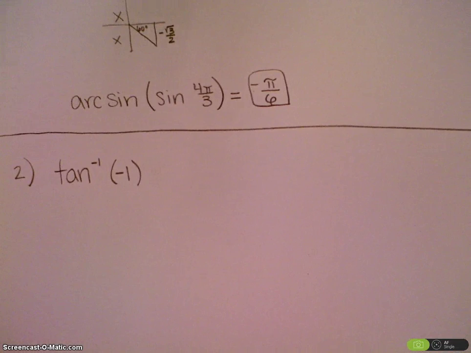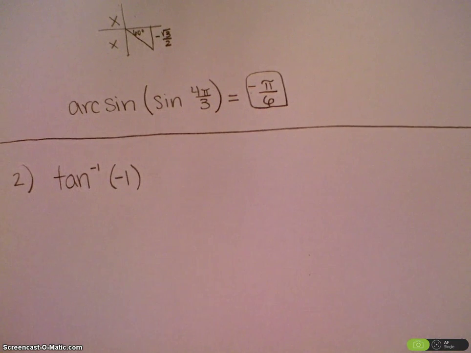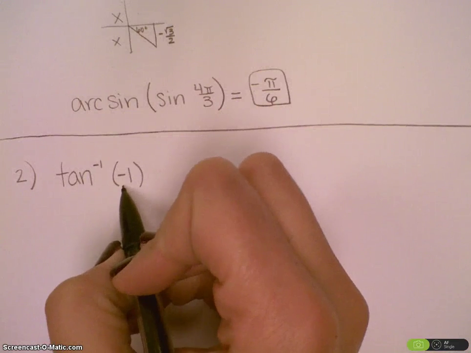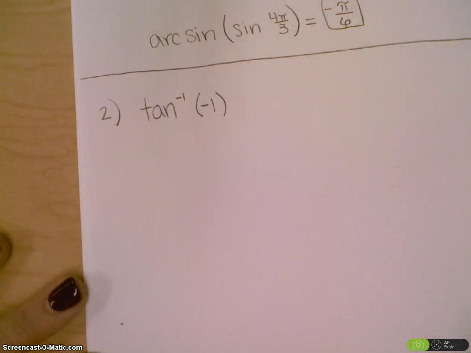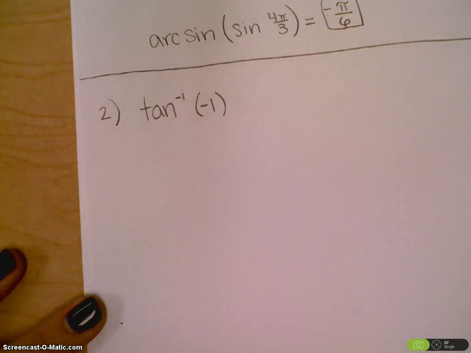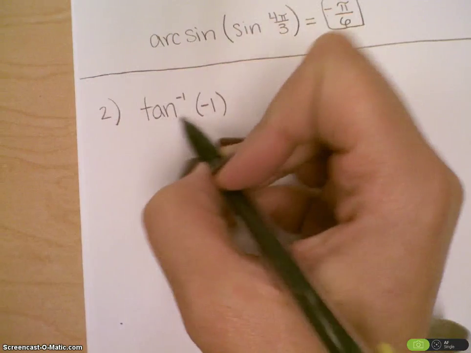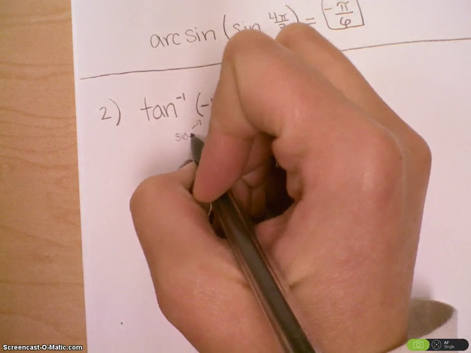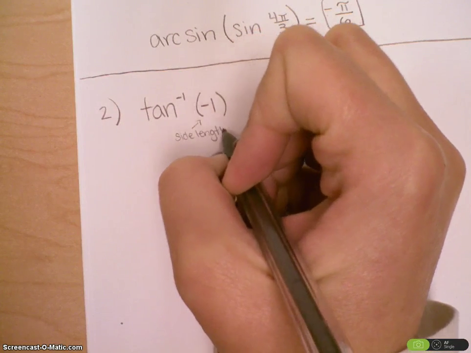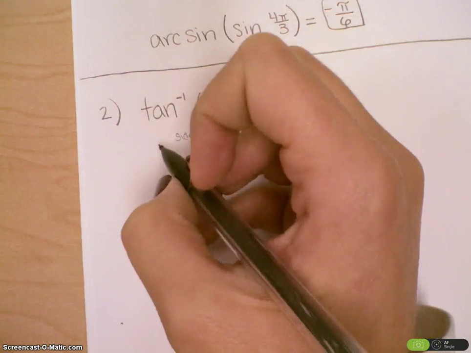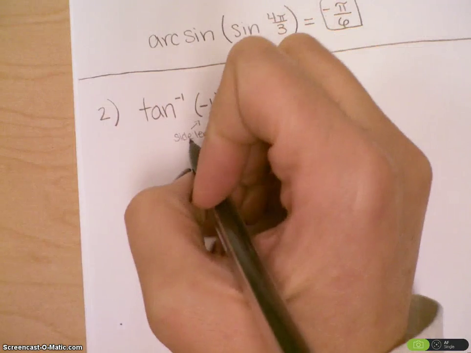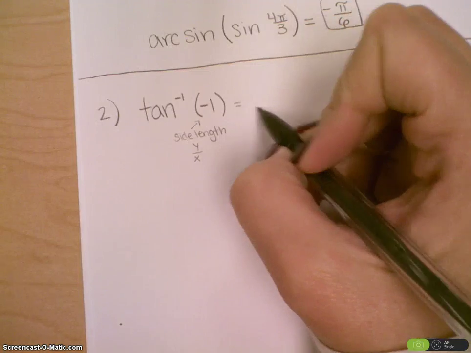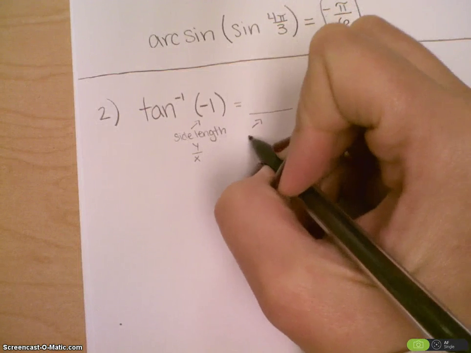Now looking at number 2, we're talking about the tan inverse of negative 1. Recall that we are now using the inverse, so our input is a side length. In this case, since it's a tangent, that means it's a ratio of 2 side lengths, the y divided by the x. Therefore, our output is going to be an angle.